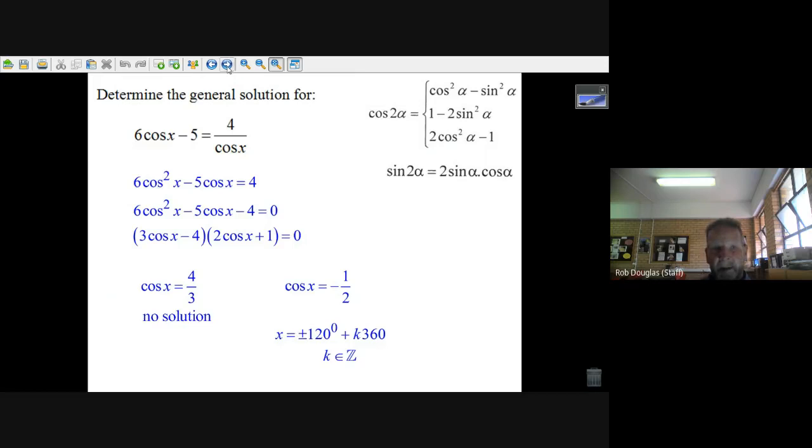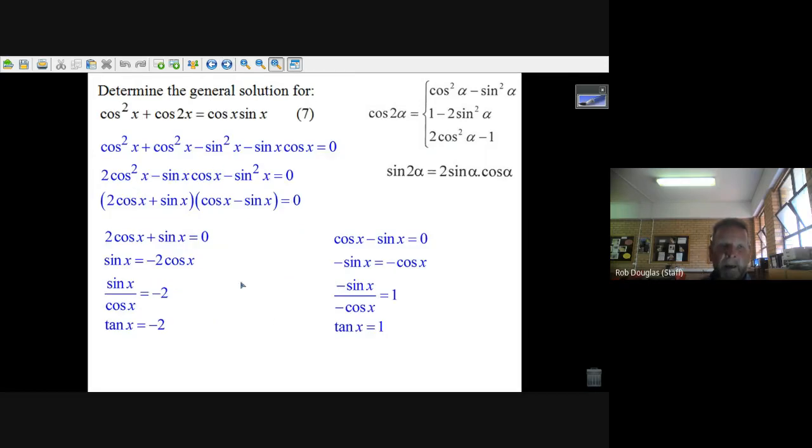Let's take a look at one that's a little bit trickier in a way. This one has cos 2x here, and a cos x and a sine x. I'll just show you the way that this works, but it might take a little while to figure out. Cos 2x is really cos squared x minus sine squared x. That'll give you 2 cos squared x minus sine x cos x. I'm going to bring it over on this side, minus sine squared equals 0.